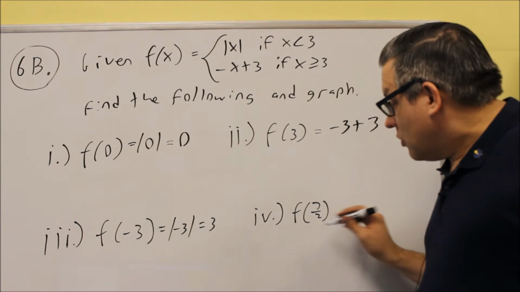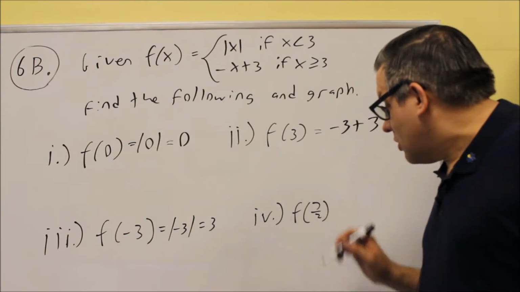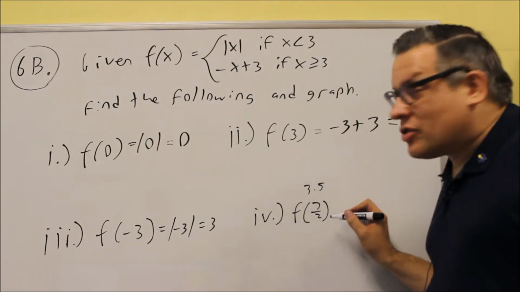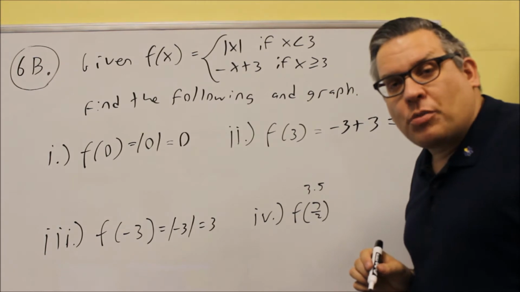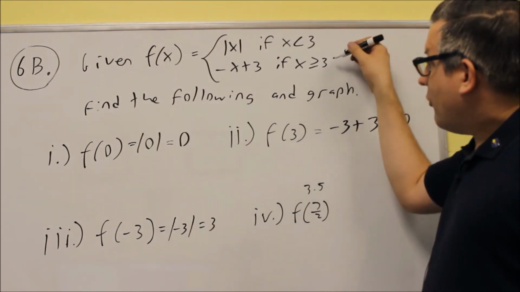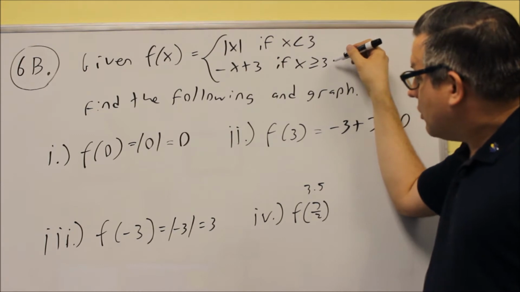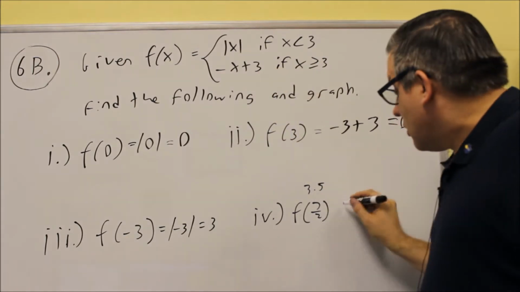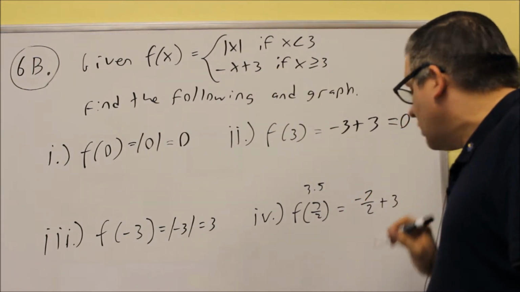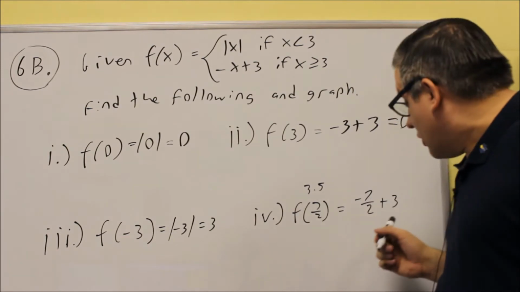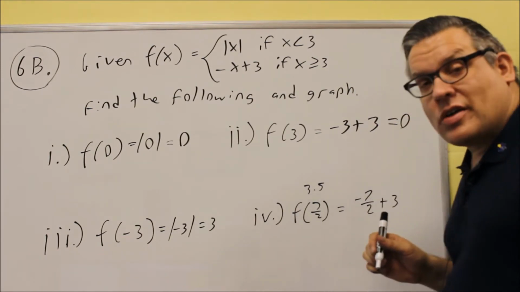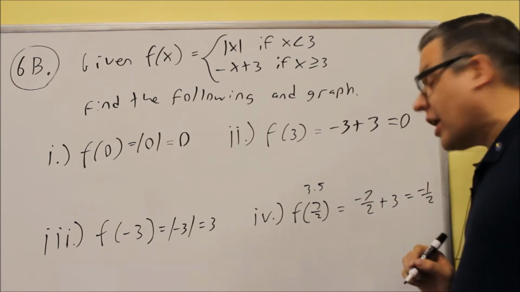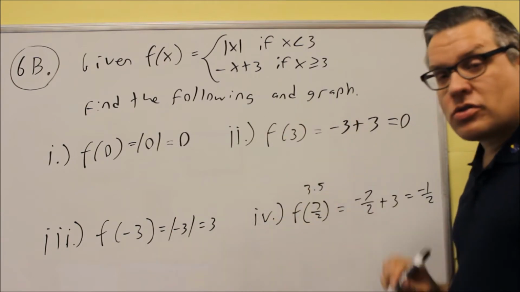And then for 4, 7/2. Now if you're not sure what that is, you can put that into a calculator, and that's going to give you 3.5, so that way you can compare it and see which one it belongs to. So 3.5 is larger than 3, so you're going to use the second equation, so we're going to put 7/2 into the x here. So it's going to be negative 7/2 plus 3, and then you want to get common denominators with this. Negative 7/2 plus 6/2 will be negative 1/2. So that answers the first 4 parts.